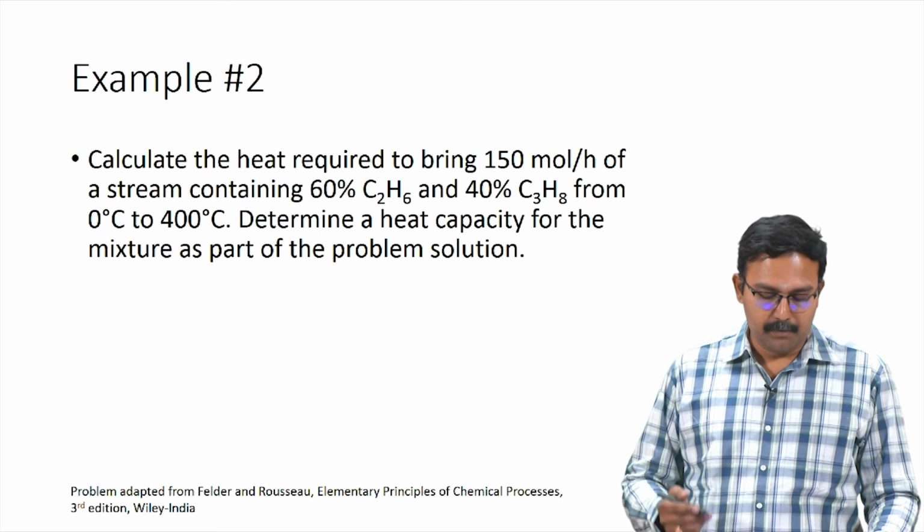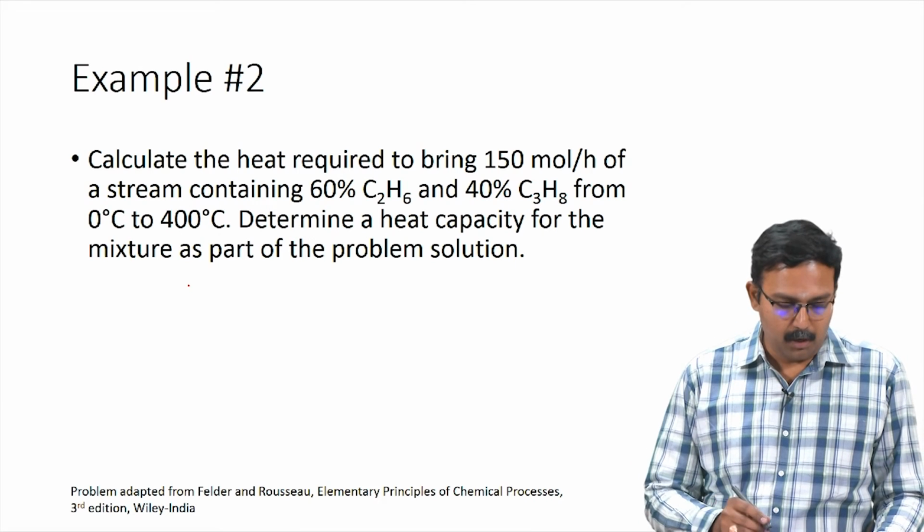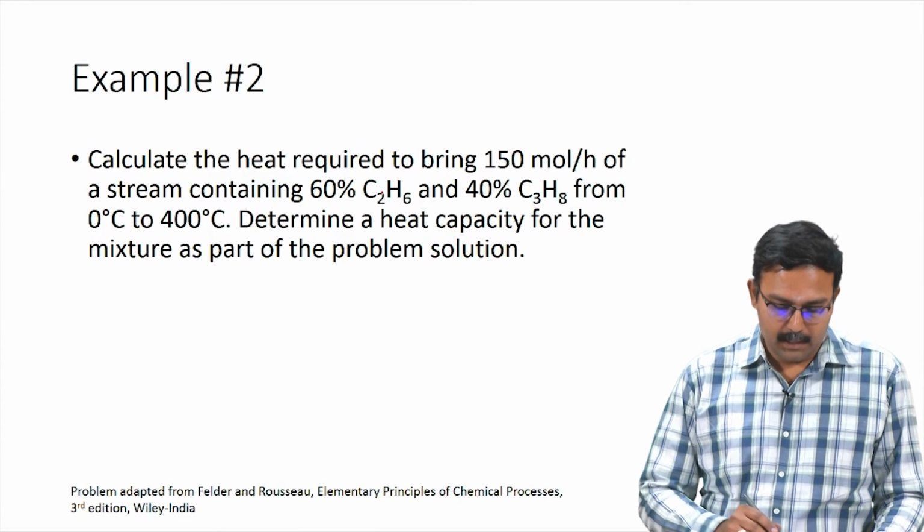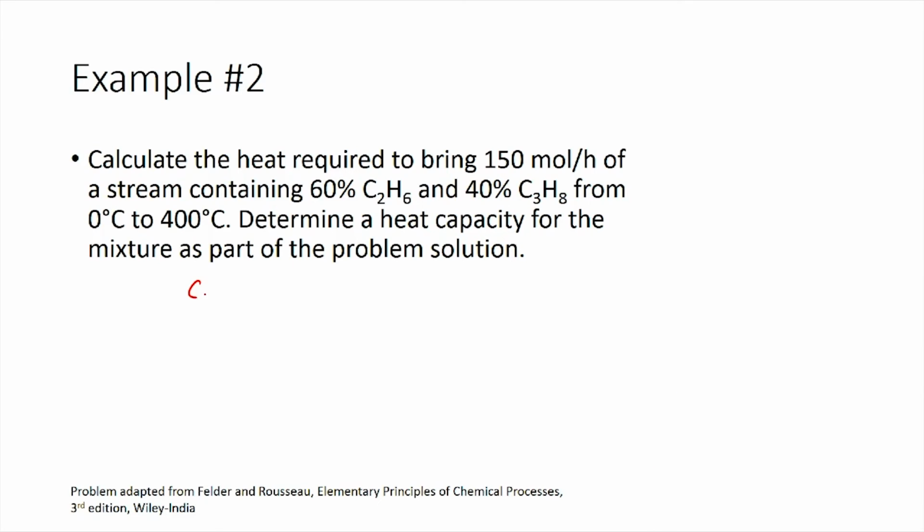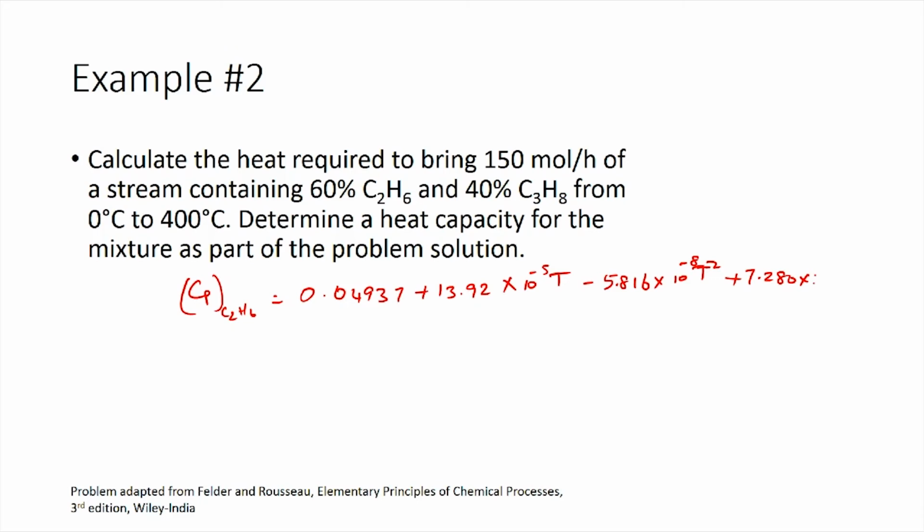To calculate Cp of the mixture, we first need to know the Cp of ethane and propane. So, Cp of ethane, C2H6, is given as 0.04937 plus 13.92 × 10⁻⁵ T minus 5.816 × 10⁻⁸ T squared plus 7.280 × 10⁻¹² T cube.